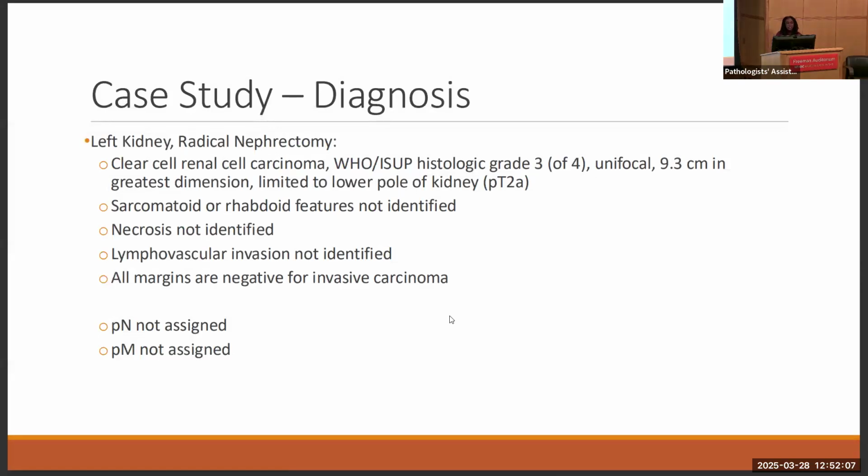With the aid of the IHC stains combined with the histologic characteristics of the tumor and gross features, the patient was diagnosed with clear cell renal cell carcinoma with a histologic grade of 3 and a stage of pT2a. There were no sarcomatoid or rhabdoid features present, no necrosis identified, and no invasion of the lymphatics or vasculature. All the margins were negative for invasive carcinoma. There were no lymph nodes, therefore the pN category was not assigned, and there was no distant metastasis, so the pM category was not assigned.